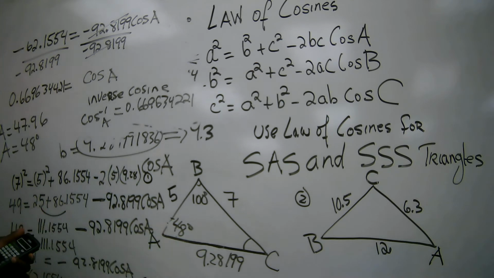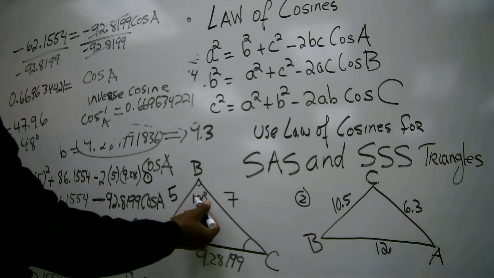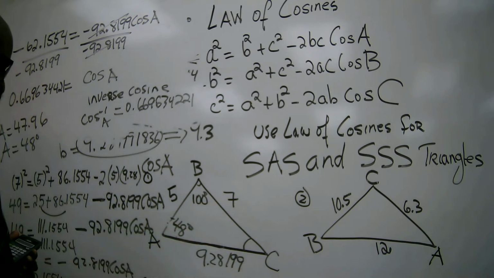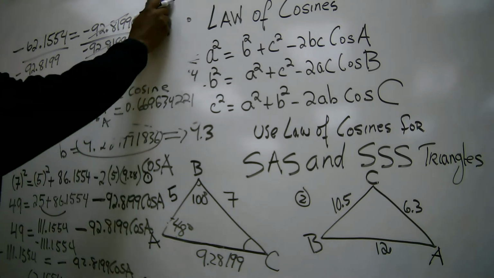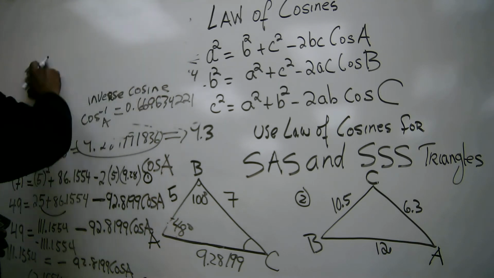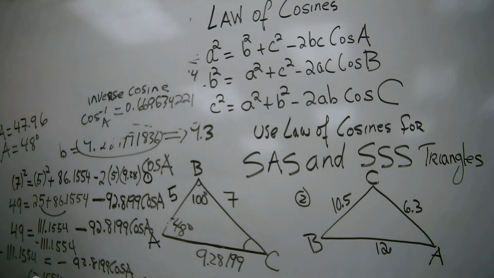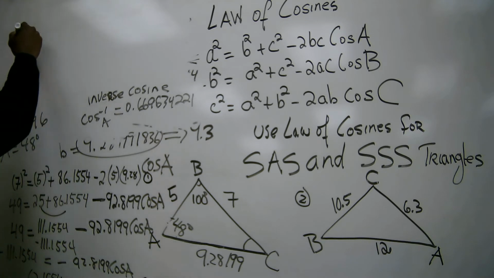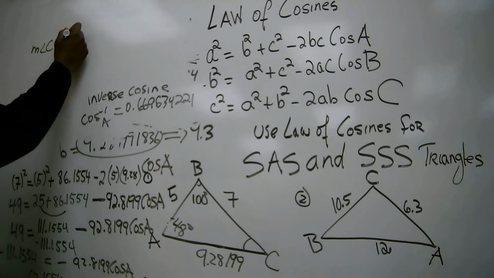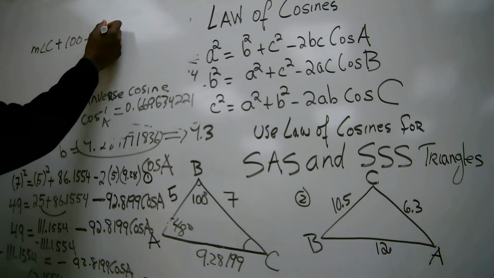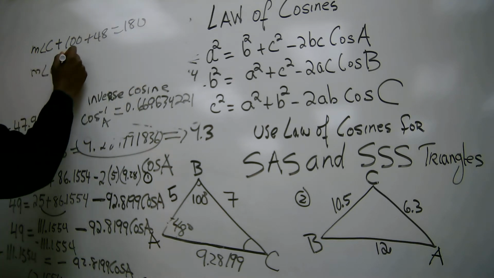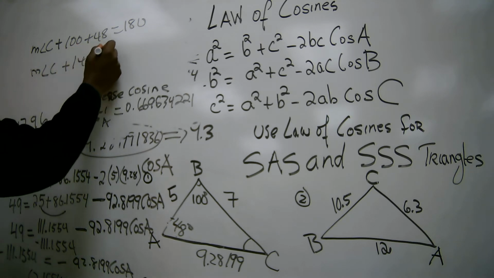So in this case, since I know angle A is 48 degrees, then I will be able to find angle C. I know angle B is 100, and A is 48. Now I can find angle C. So remember, the angles in a triangle must add up to 180. Now you go back to prior knowledge. It will be easy to find angle C now. The measure of angle C plus 100 plus 48 is equal to 180. So you will have measure of angle C plus 148 is equal to 180.